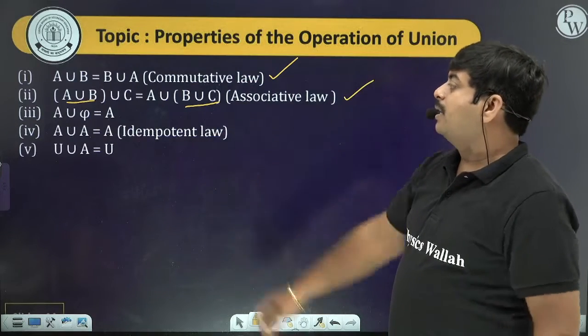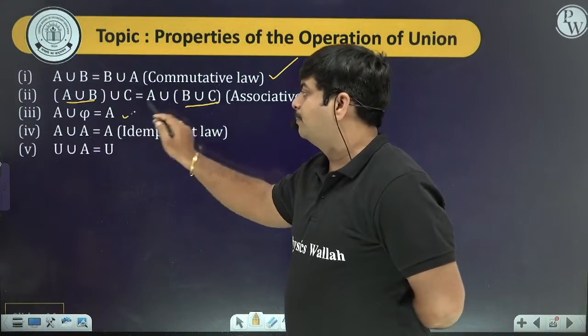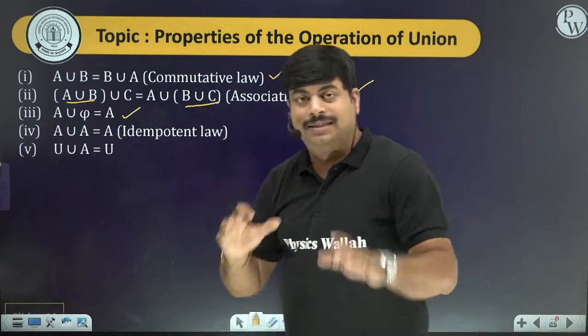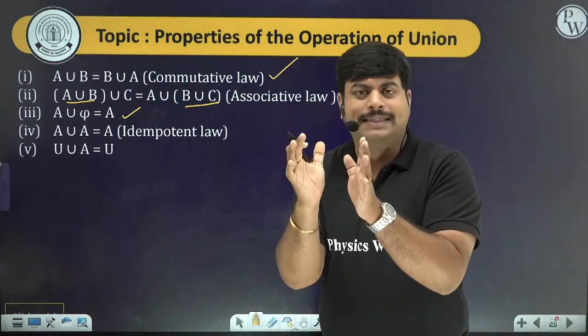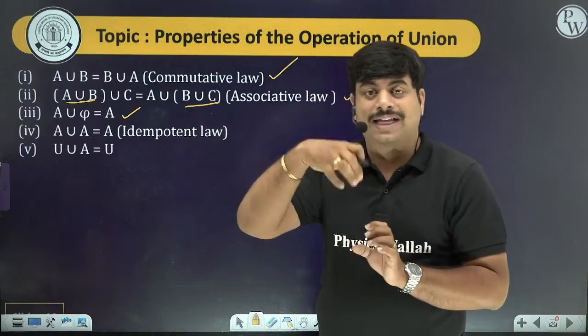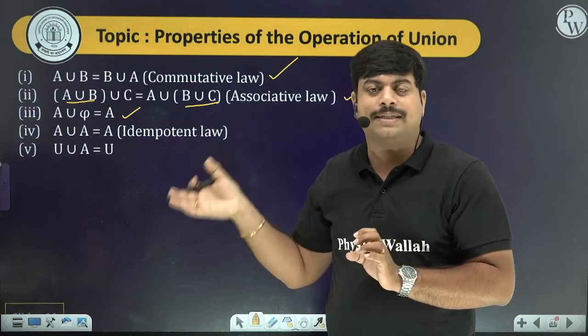And the next one, A union phi is equal to A. A union phi, empty set. The set A and an empty set, if you join, you will completely get again a set A only. No extra elements will be added because it is an empty set.